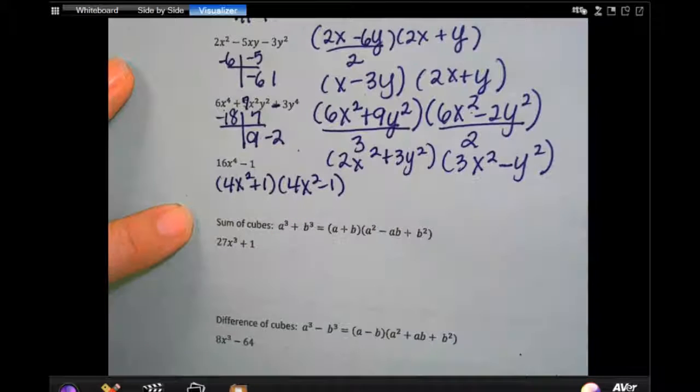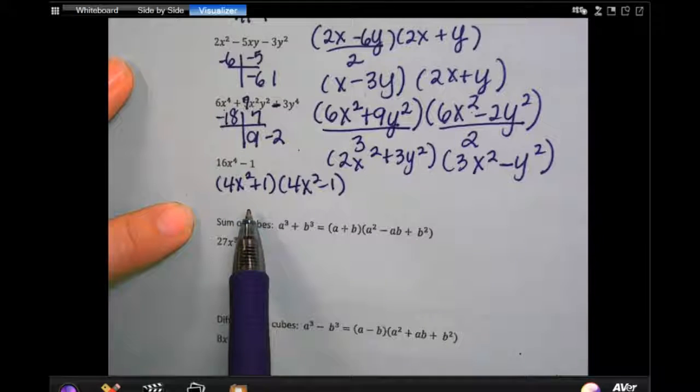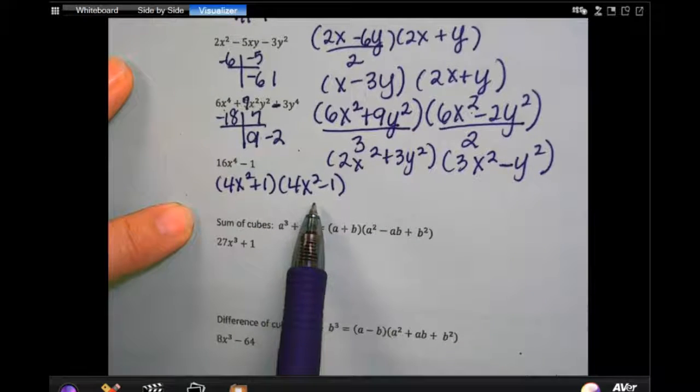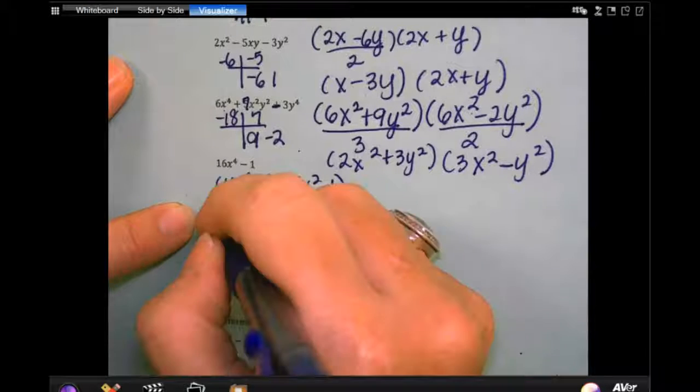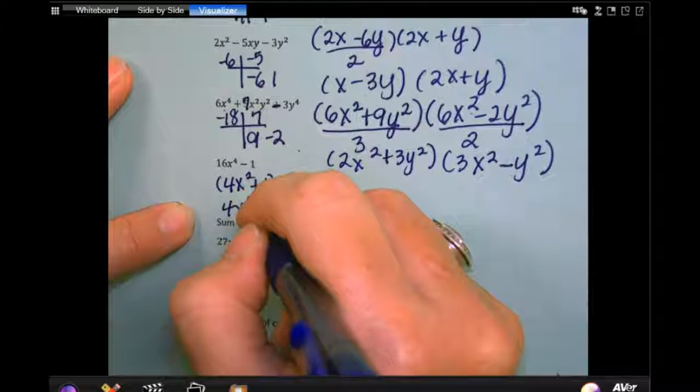Are we done? What else factors? The 4x squared minus 1 also factors. The 4x squared plus 1 is prime, right? It doesn't factor. But the 4x squared minus 1 does factor. So my final answer is going to look like this.